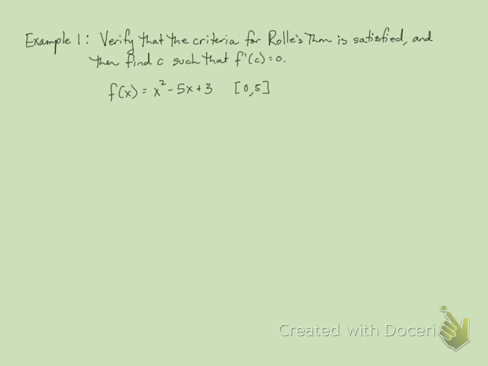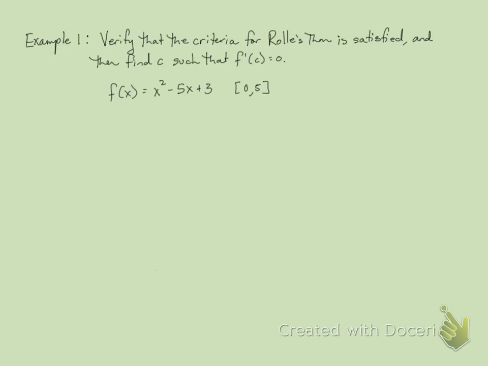First, I want to note that, like I said, this is a quadratic function, so this is the graph of a parabola. We know that that is continuous over any interval, and we also know that it's differentiable over any open interval. So those two pieces of the criteria for Rolle's theorem are satisfied. So we just need to check the endpoints of this interval. Let's make sure that the output for the endpoints of this interval are the same.